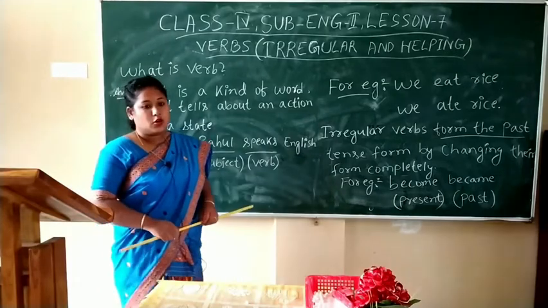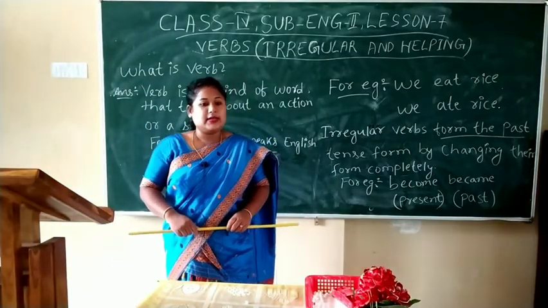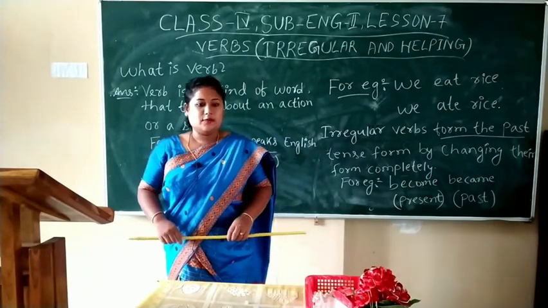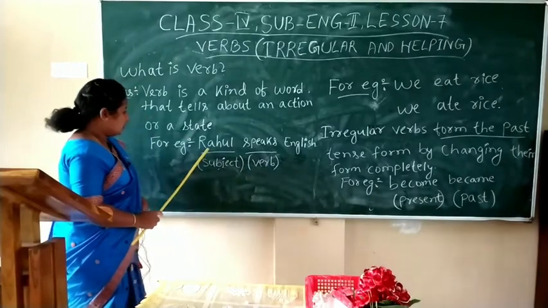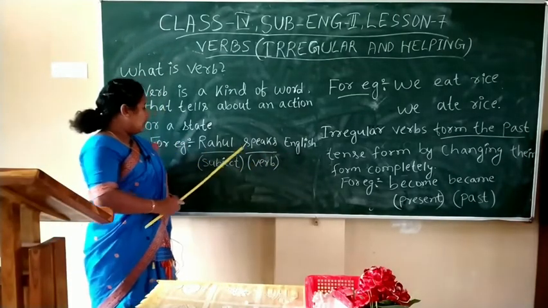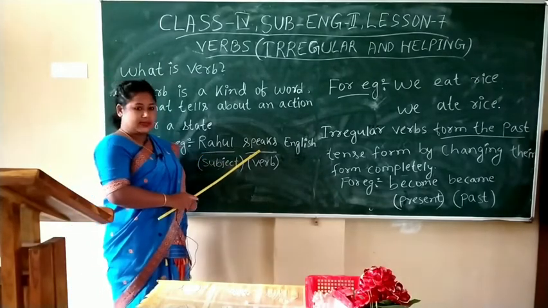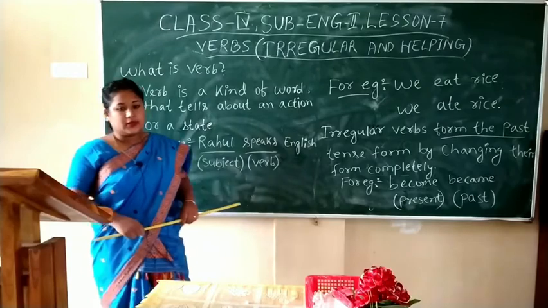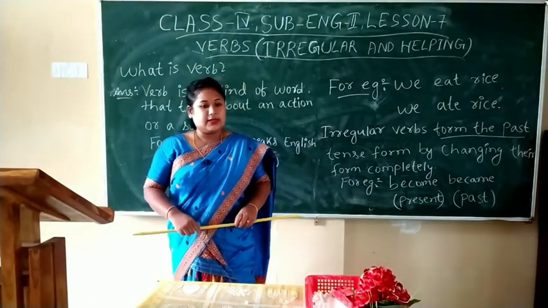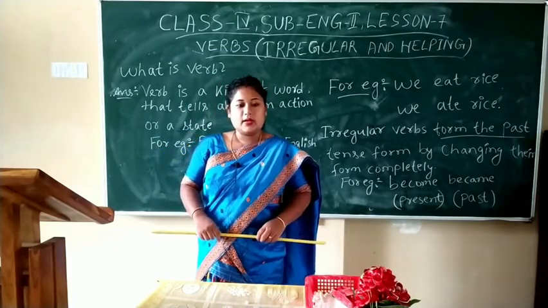So, what is verb? Verb is a kind of word that tells about an action or a state. For example, Rahul speaks English. In this sentence, Rahul is the subject and speaks is the verb. Therefore, we can say that verbs are words that tell us what a subject does or is.